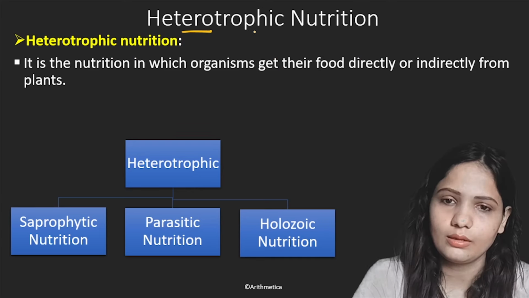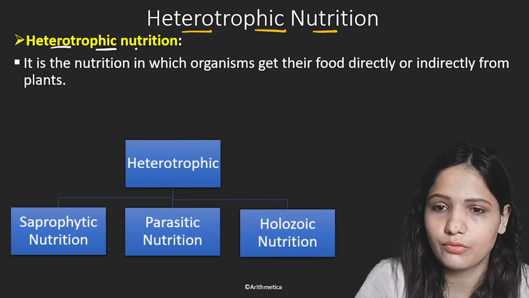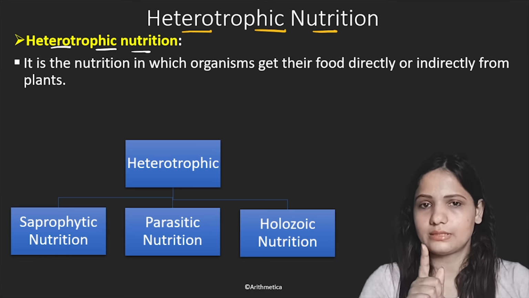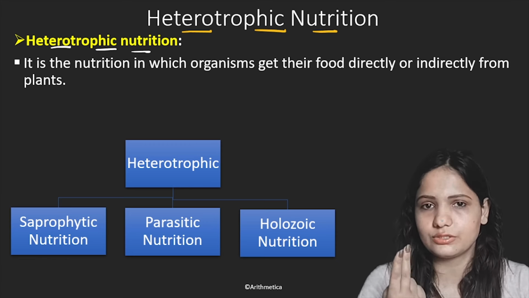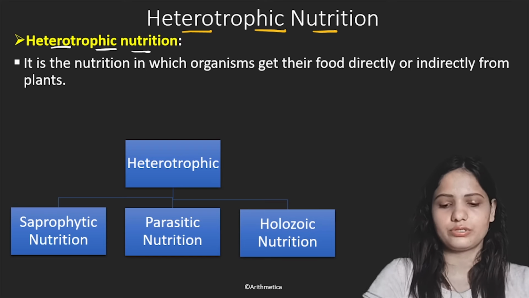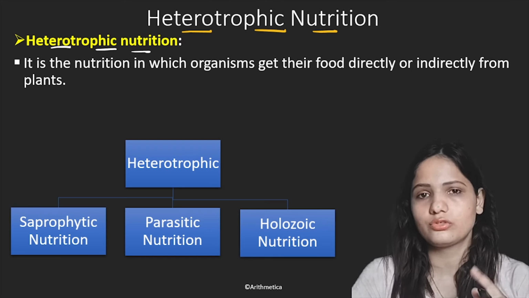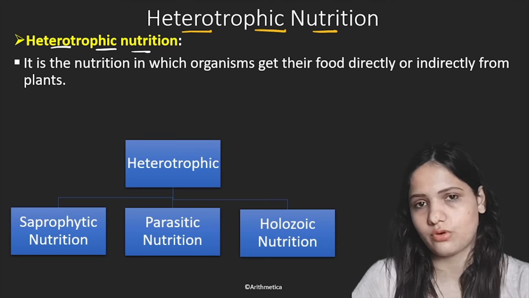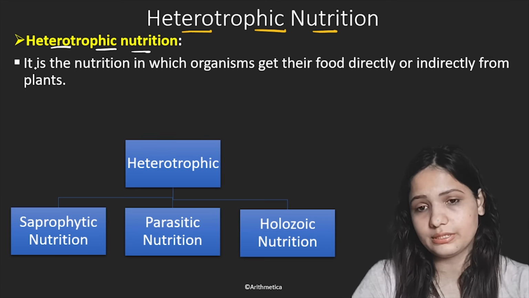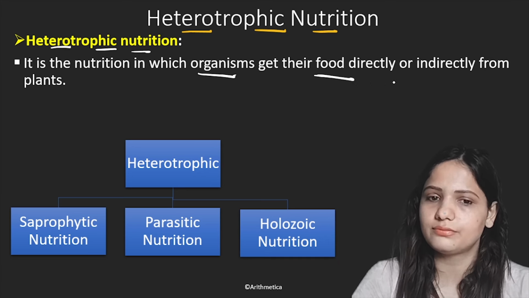The second one is heterotrophic nutrition. If we see the heterotrophic mode of nutrition, first we will cover the definition again, then examples, then types. In autotrophic nutrition, we discussed only examples and definition, but in heterotrophic, we also have different types of heterotrophic nutrition. So, heterotrophic nutrition is the nutrition in which organisms get their food directly or indirectly from plants.